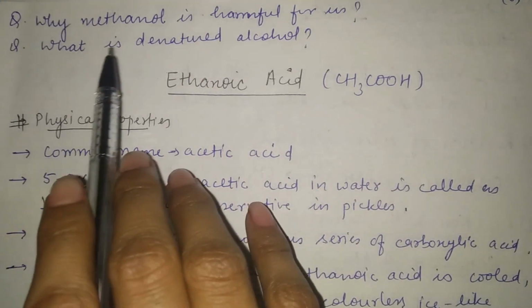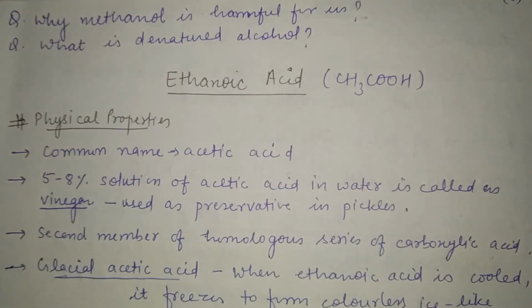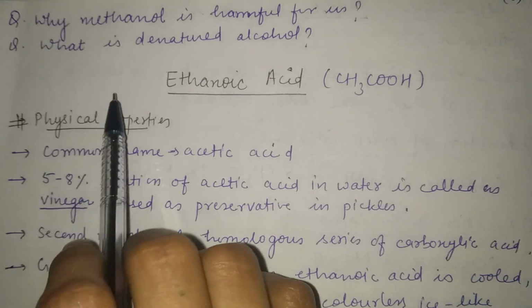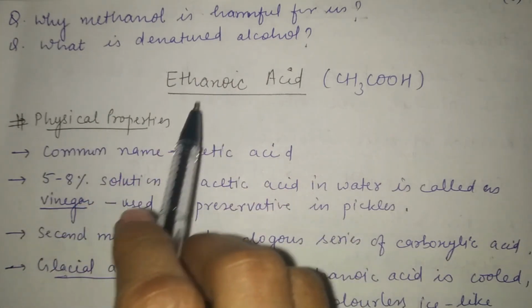Now the question arises, why is methanol harmful for us? When a person takes methanol internally, it can damage the optic nerve, which causes permanent blindness in a person, and methanol gets oxidized to methanal in the liver of a person, and then it reacts with the cells and leads to coagulation, and due to this the cells stop functioning normally and ultimately it causes the death of the person. Then the second question is, what is denatured alcohol?